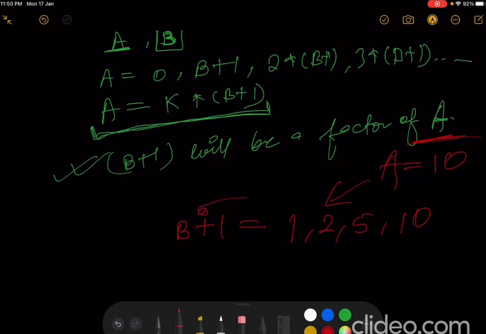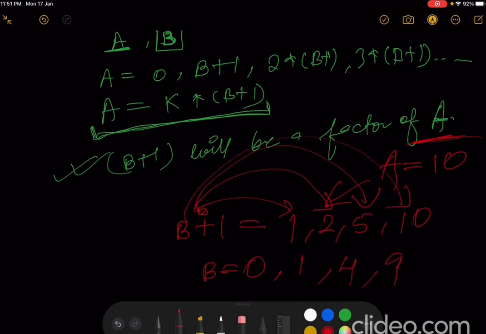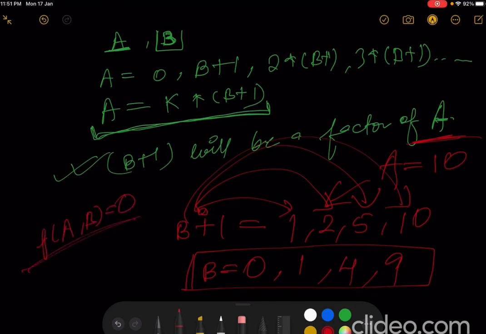If you equate b plus 1 with 1, you get b is equal to 0. If you equate b plus 1 with 2, you get b is equal to 1. Equating b plus 1 to 5, you get b equal to 4, and equating b plus 1 to 10, you get b is equal to 9. So these will be the four values of b for which f of a comma b will be equal to 0, or alternatively the current player will be losing and the second player will be winning.